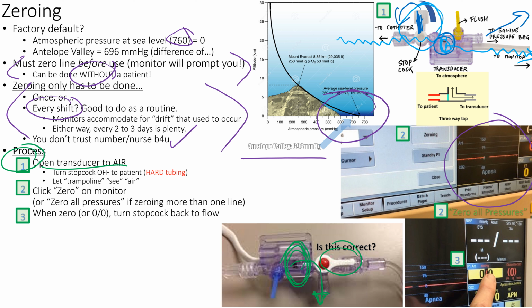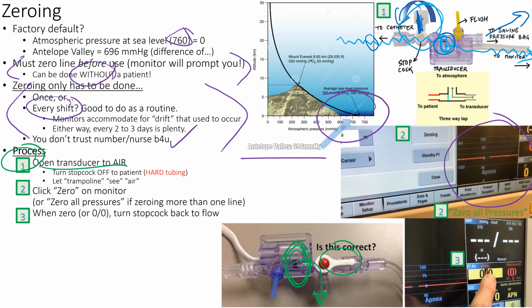Another way you can feel it is where the soft tubing is and where the hard tubing is. This is hard tubing right there. You're going to turn it off to the patient. Sometimes you might get a random transducer that has been flipped on you. Either way, you want to make sure that it is open to air so it can see air.